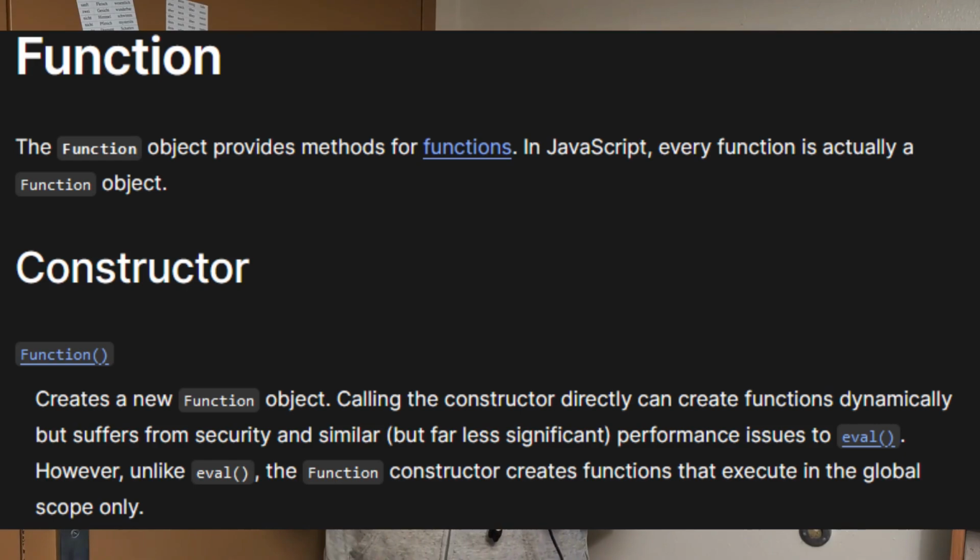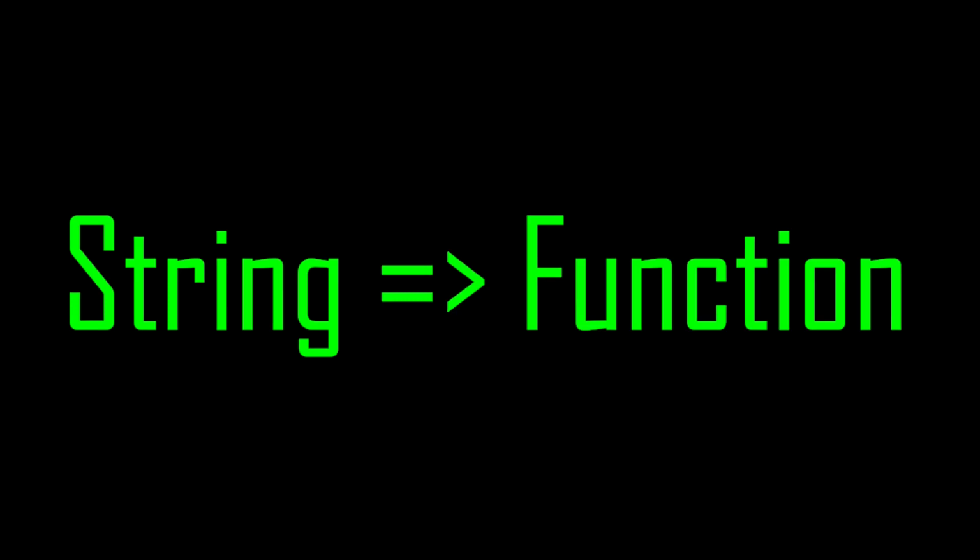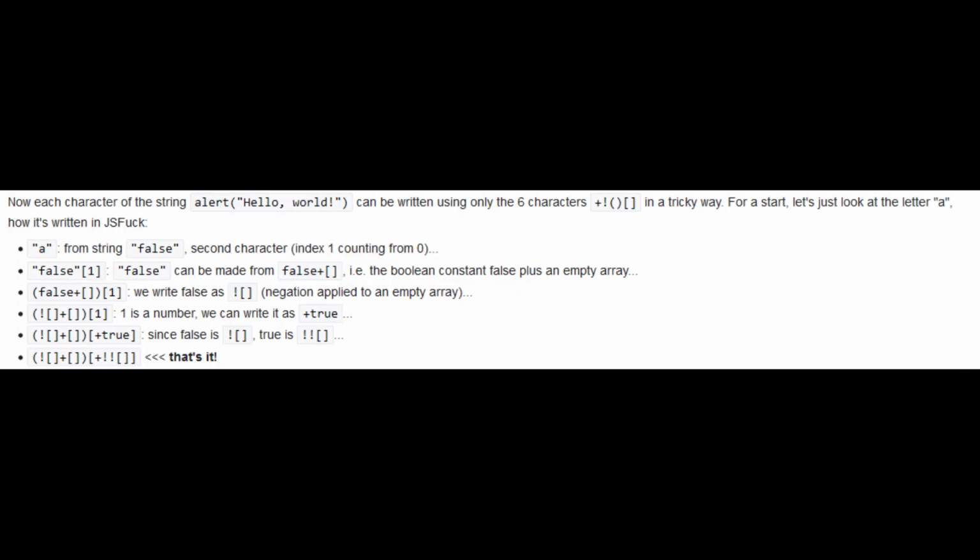You see, in JavaScript, every function is an object that's an instance of the function class. This means that JavaScript can convert an internal string to a function, and because of the aforementioned insane JS behavior, it's possible to create basically any string from only these 6 characters. Let's use this example from the SOLang wiki of writing the lowercase character a.